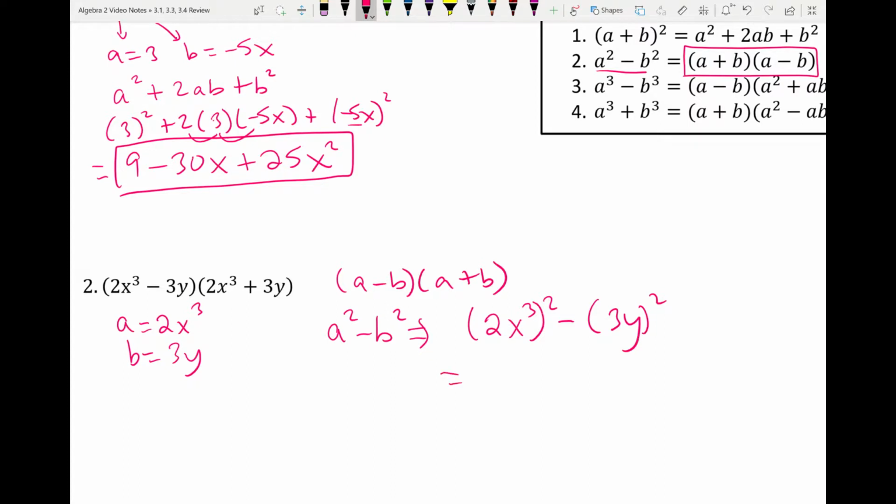So we get 2 squared is 4. x cubed to the second power is x to the 6th. You got to multiply those two exponents together. Minus, then we got 3 squared is 9. And then we got y squared. So we got 9y squared.